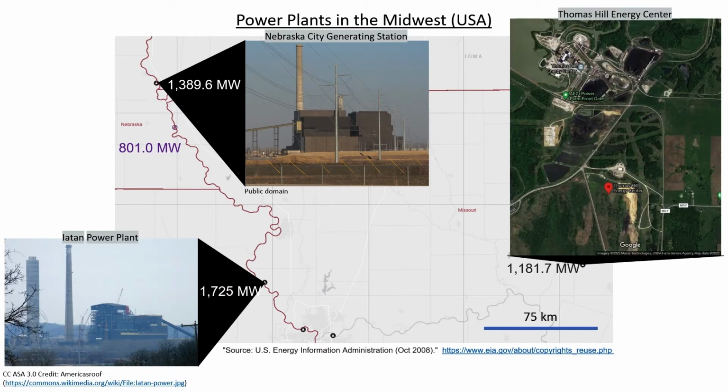Let's look at the Thomas Hill Energy Center from the satellite view. As you can see, it's built near a reservoir rather than a river. It nonetheless has a source of water. In the satellite view, we can see large piles of coal and conveyors that carry the coal over to the power plant. The same conveyors are visible in both the Nebraska City Generating Station and the Iatan power plant as well.